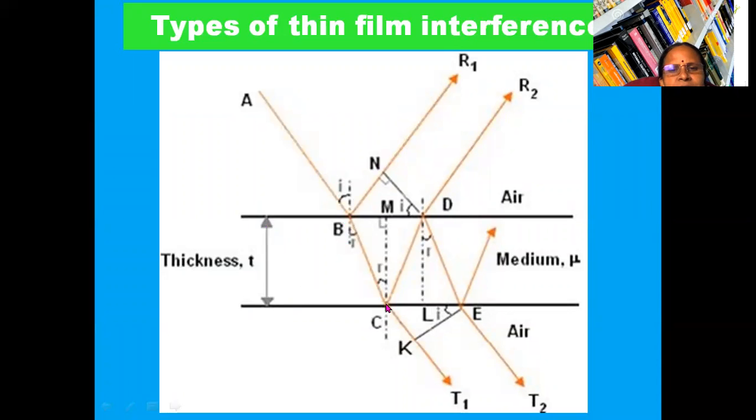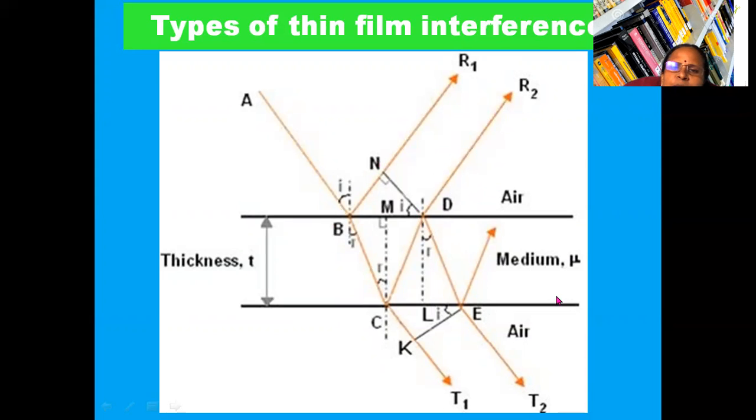Again at point C, it is partly refracted, transmitted along this T1 ray, and partly it is reflected back in the same medium, that is CD. And again at this point D, it will be refracted into the air medium, the initial medium. Now this R1 and R2, these are the two rays which are interfering with each other. Not two only, there are multiple rays, but we are going to consider the interference between these two rays as an example.